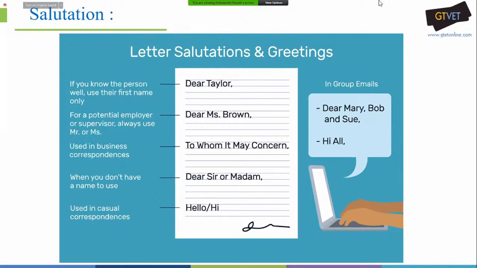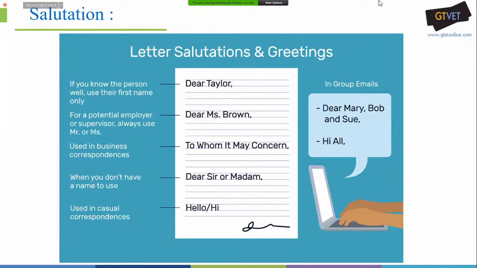Got it? But suppose I want to send a mail to the entire group, a lot of people, and I don't want to write any name there. I can write "Dear all." That means this mail is for all. Or I can also write "To whom it may concern." That means whoever is reading and getting this mail, this mail is for that person. Whoever is reading this mail. So that is the meaning of "To whom it may concern."